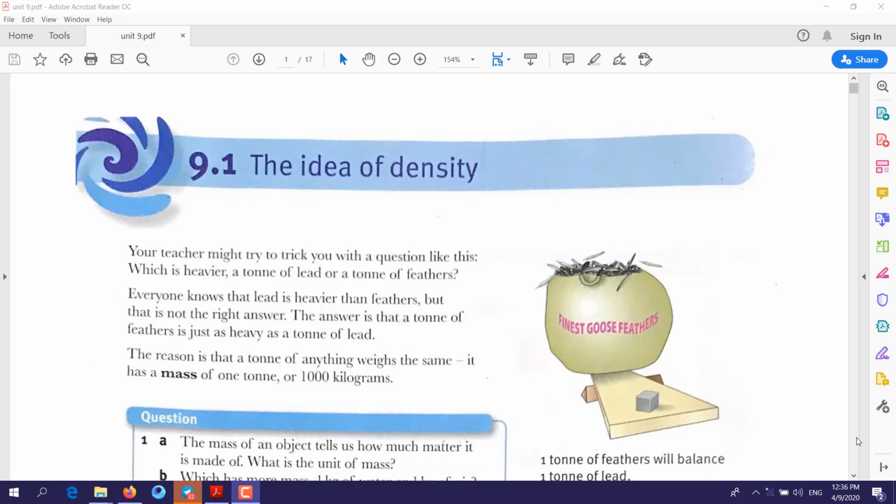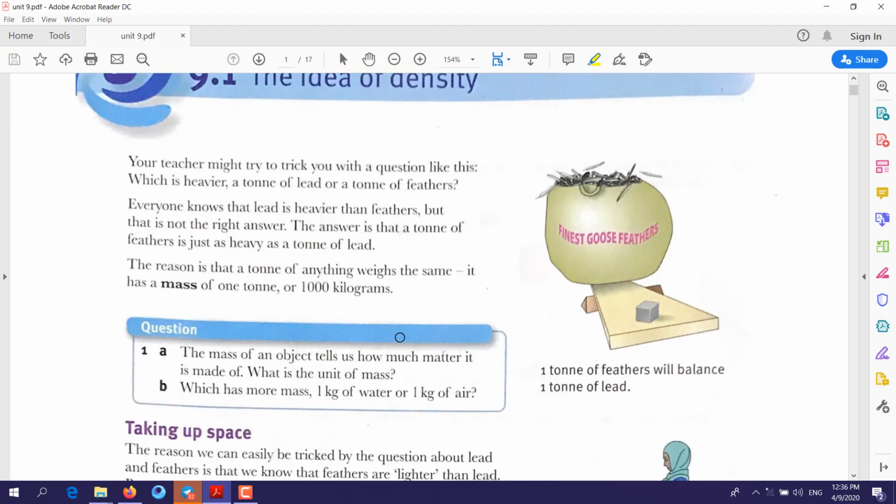Hello everyone. Today we will start reviewing Unit 9, 9.1, the idea of density. Firstly, we should know what we mean by density, or the definition of density. Density is the amount of matter in a given volume.